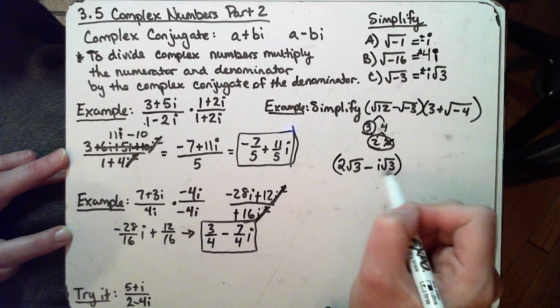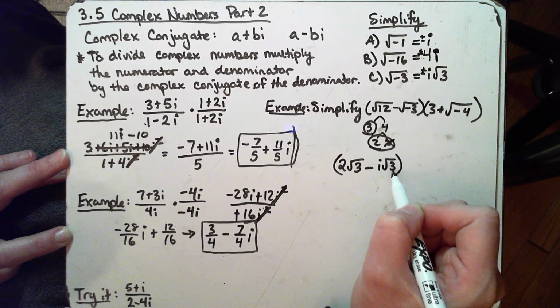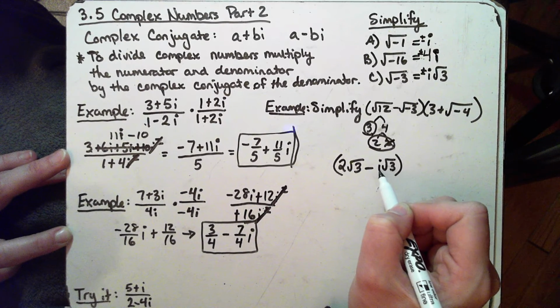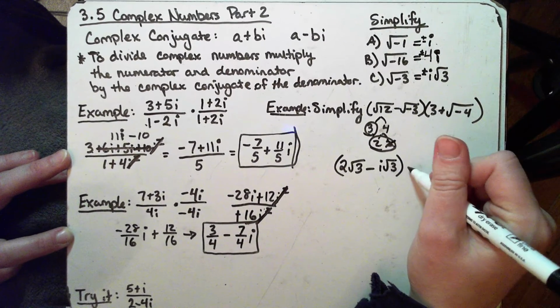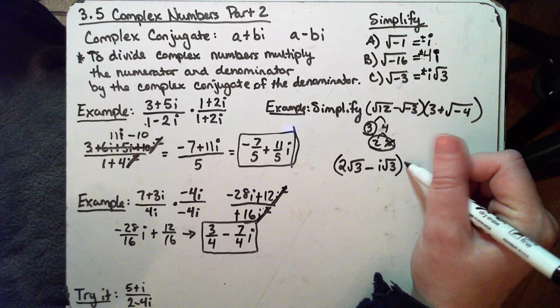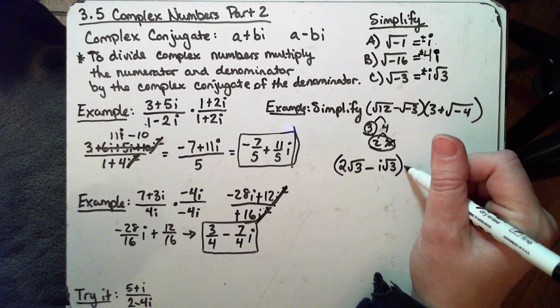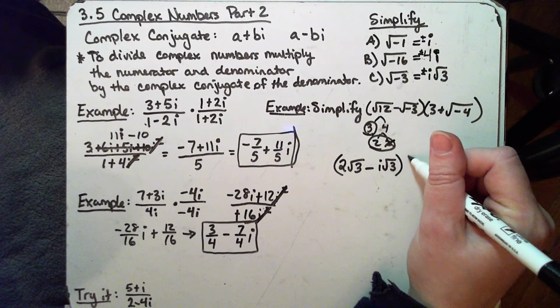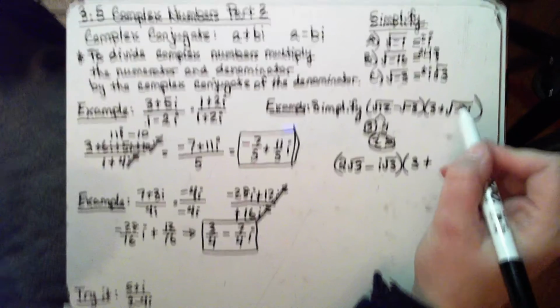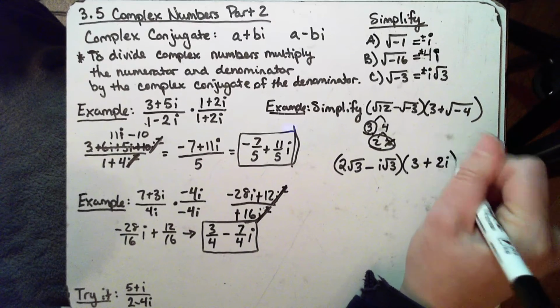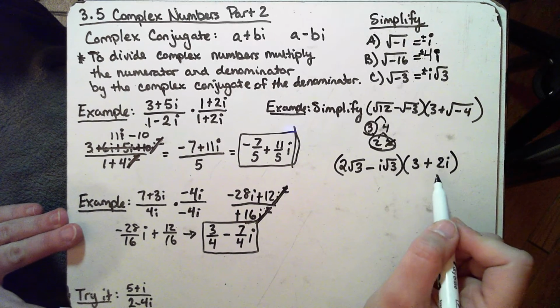Now, although the square roots are like terms, this i makes it not like. So you can't combine these. Sorry. If you got all excited because you were like, they're both the square root of 3, I can just subtract that, you really can't, because the i messes everything up. And the square root of -4 is 2i. So now I'm just going to multiply this out.